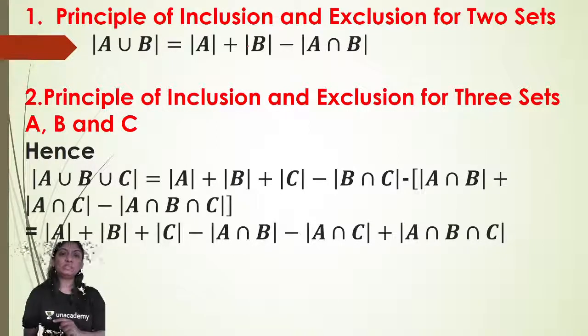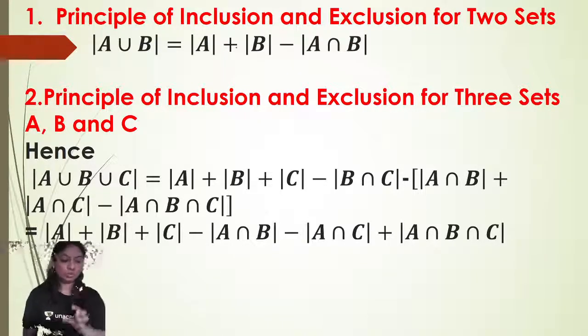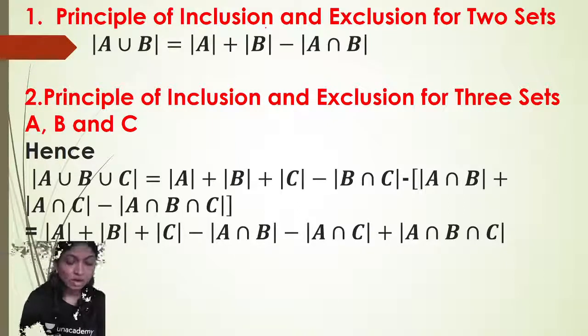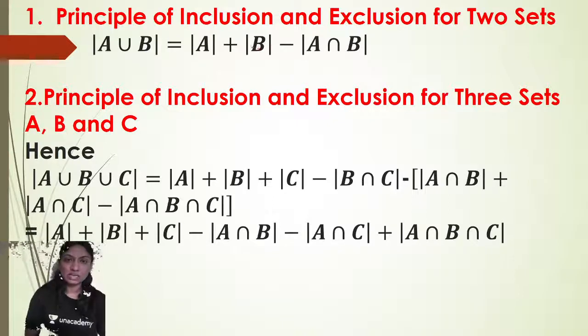So this is the principle of inclusion and exclusion for two sets. Why is it said to be inclusion and exclusion? This includes and this excludes: the common elements are excluded. It means we want to calculate the total number of elements in the union of these sets. So the cardinality of A union B is equal to the cardinality of A plus the cardinality of B minus the cardinality of A intersection B. Right? Now, the principle of inclusion and exclusion for three sets A, B and C.